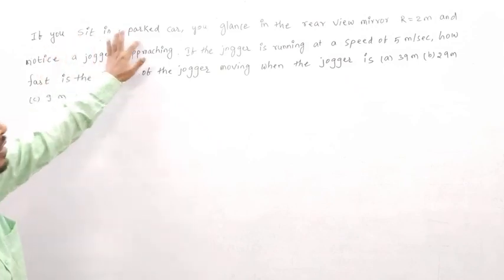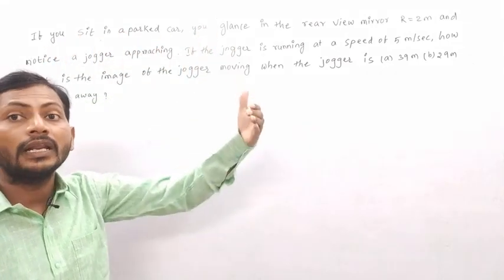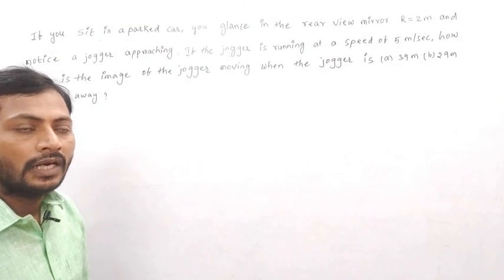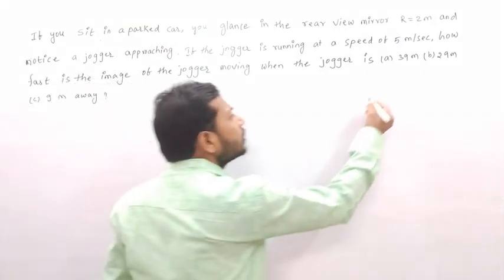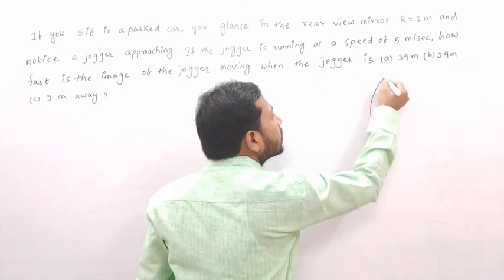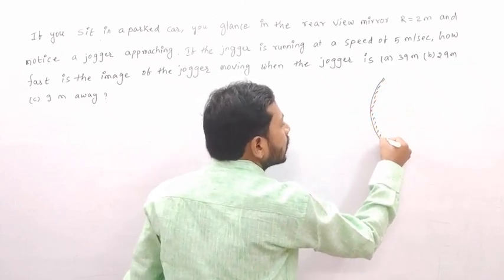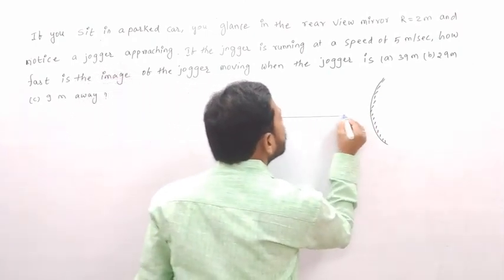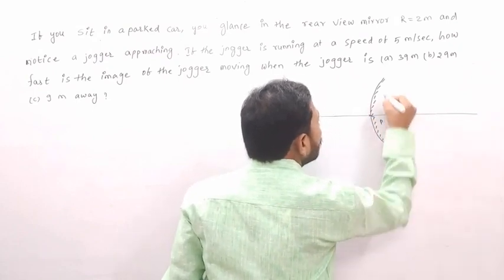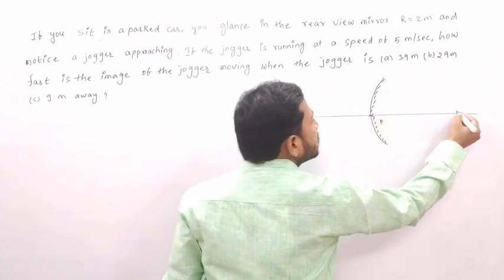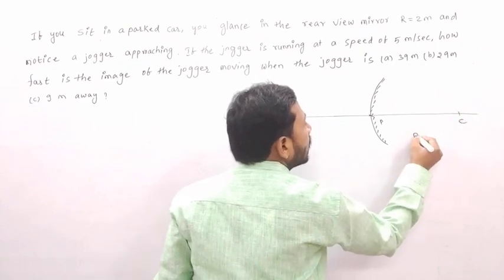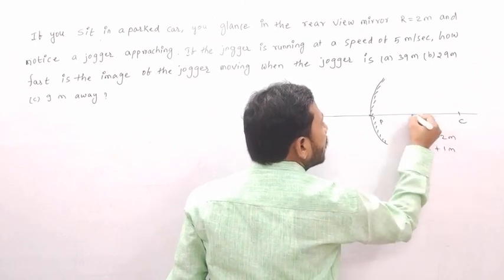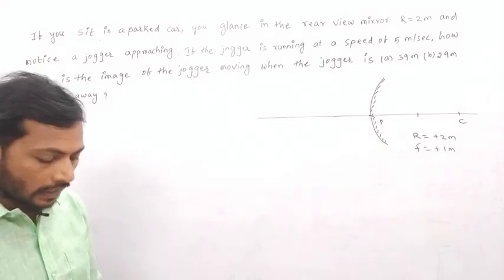Here we are sitting in a car, looking in the rear view mirror. What is meant by rear view mirror? The side view mirror. Generally we use a convex mirror, and you already know why. This is a rough diagram. This is the convex mirror, this is the principal axis, and this is the pole. The center of curvature is on this side, so R equals plus 2 meter. Then focal length equals plus 1 meter, because the focus is the midpoint of the center of curvature and the pole.